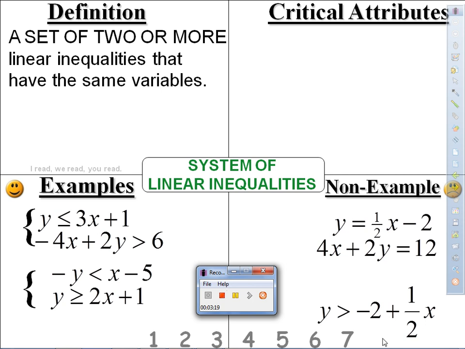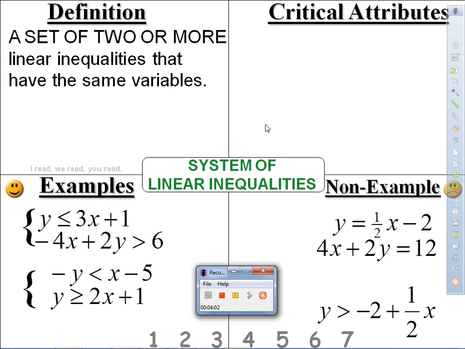All right, let's see. Ryan, this one. Why is this one not a system of linear inequalities? So what is this called? System of linear equations, okay. How about this one right here, Hunter? It's only one inequality, all right?